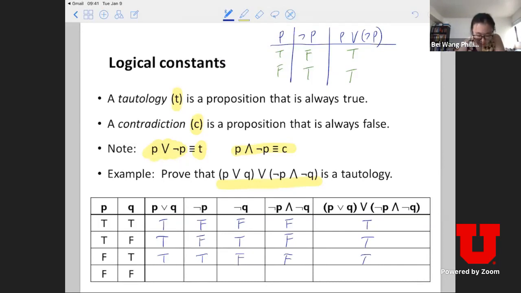Last one, both of them are false. So P or Q is false. But negation of P is true. Negation of Q is true. So those two, negation of P and negation of Q, that is true. So because the second part of the statement now is true and it's an OR operation, that means the whole statement is true. So now the entire fourth column, everything is true. That means this is a tautology.